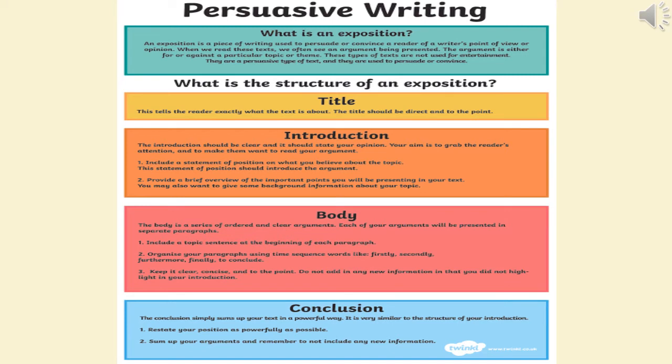A piece of persuasive writing could also be called an exposition. An exposition is a piece of writing used to persuade or convince a reader of what the writer's point of view or opinion is. When we read these texts, we often see an argument being presented. The argument is either for or against a particular topic or theme. These types of texts are not used for entertainment. They are a persuasive type of text, and they are used to persuade or convince.